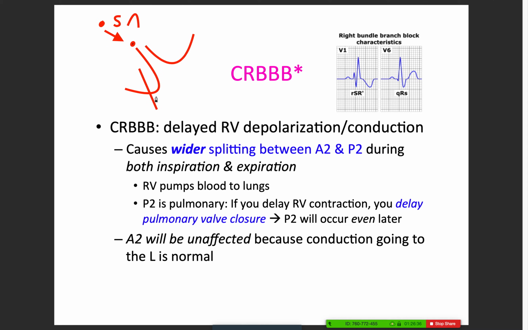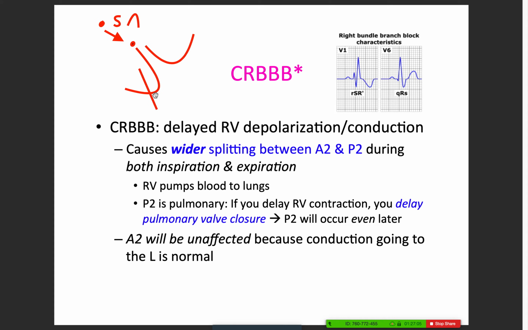Well, if we can't send a signal from the AV node to the muscle of the right heart, we're going to have a delayed contraction of the right side of the heart. During systole, rather than having a nice contraction where all of the muscles contracting at once, the signal is going to take a long time to get to the muscle. It's going to reach some parts of the muscle before it reaches other parts. And essentially, we get just sort of this delayed conduction.